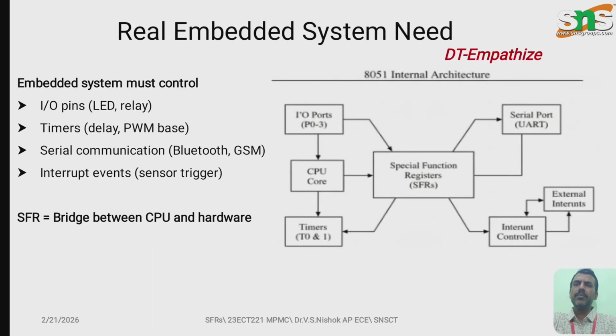So what does a real-time embedded system need? The embedded system should control the input-output pins, timer circuits, serial communication ports and interrupt circuits. This is possible only with the help of the special function register. Why? Because it acts as a middleman or bridge between the CPU and the hardware ports. This diagram shows the special function register and how it connects all the other hardware ports.